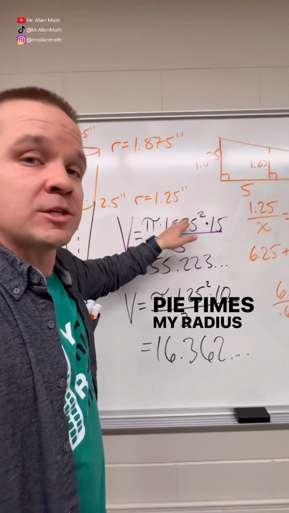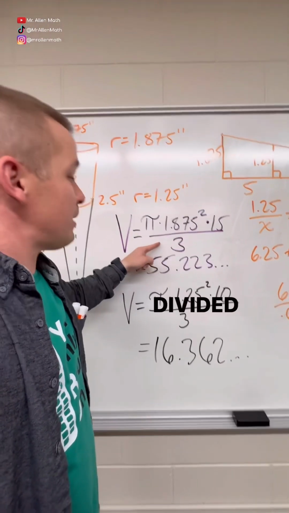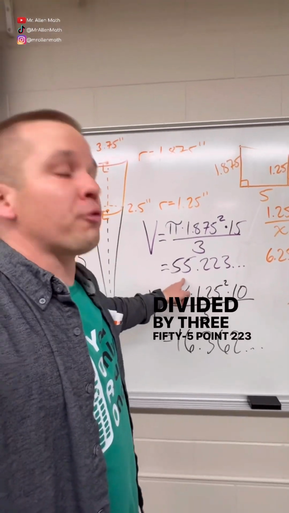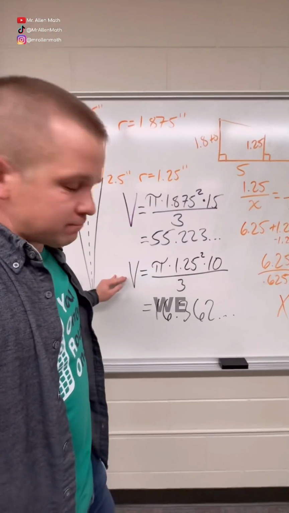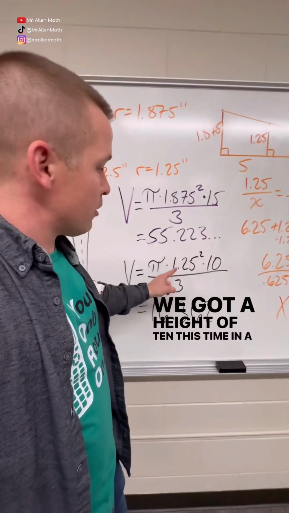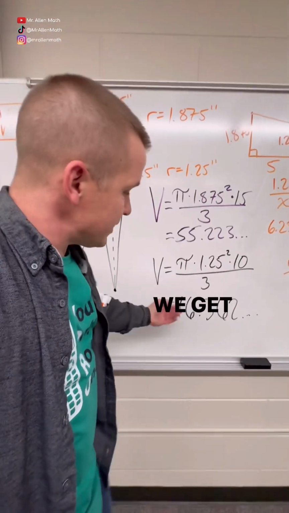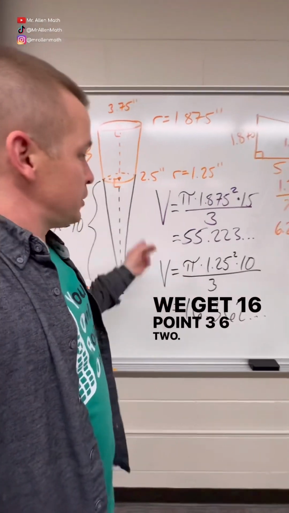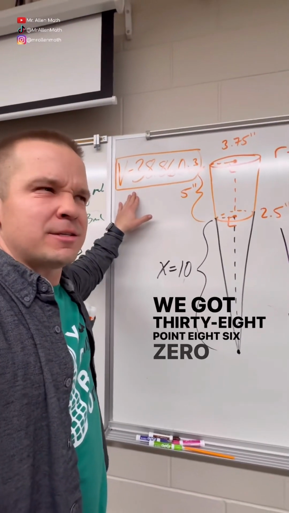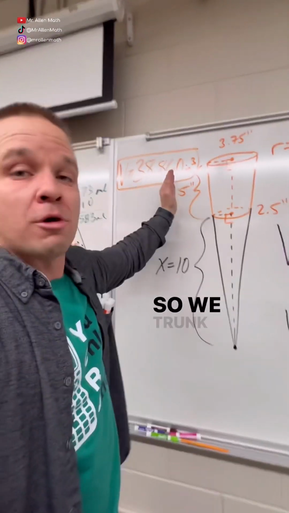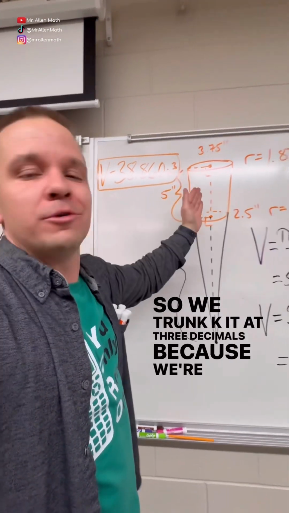So in purple here, we have the volume of our larger cone, right? Pi times my radius squared times my height of 15 divided by 3, 55.223 and change. Left it in the calculator, you know, yo-ro. You only round once. Okay. Next one. We got a height of 10 this time and a radius of 1.25. We get 16.362. Subtract those two. We got 38.8609, I think, something like that. So we truncated it at 3 decimals because we were doing a truncated cone.